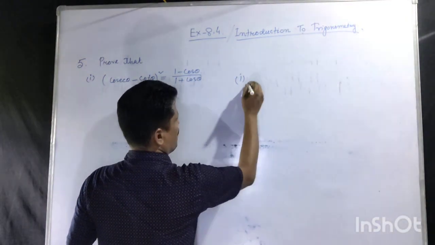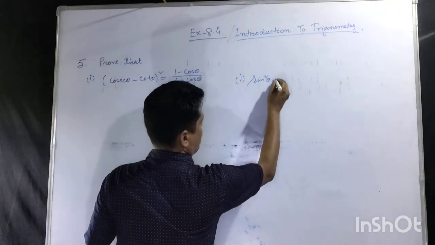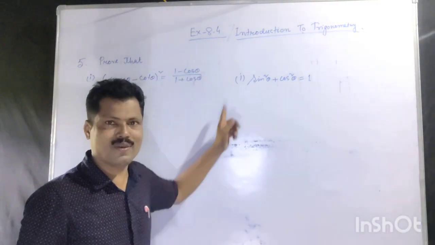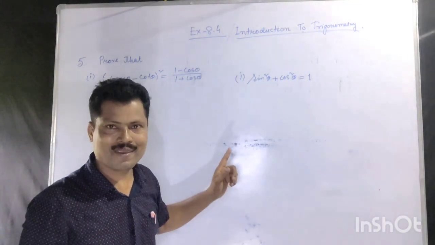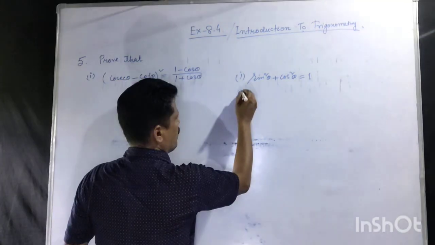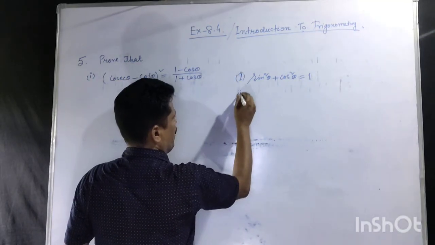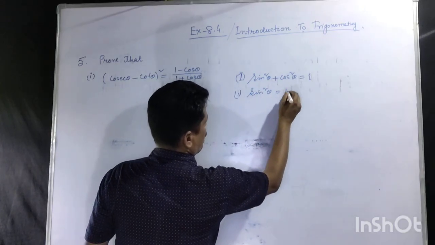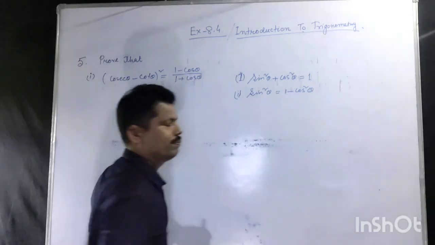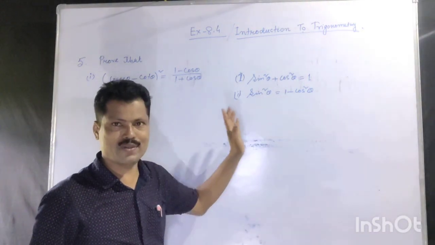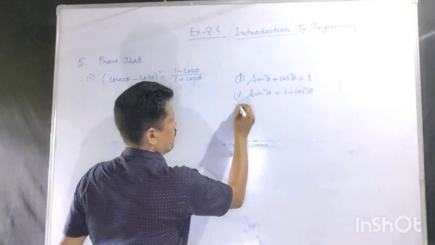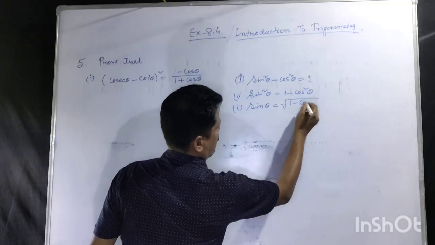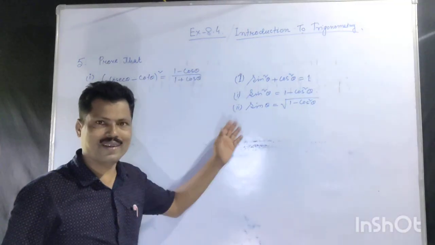Number one identity: sin square theta plus cos square theta is equal to 1. We know this. From here, we have some more formulas. Sin square theta is equal to 1 minus cos square theta. If we want to find sin theta, then it is equal to under root 1 minus cos square theta. This one we can write.